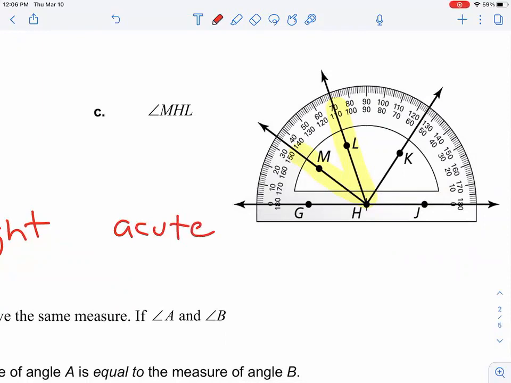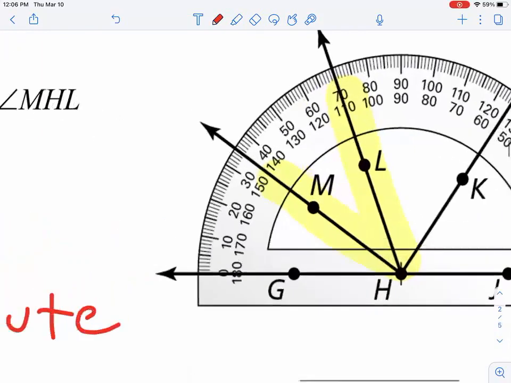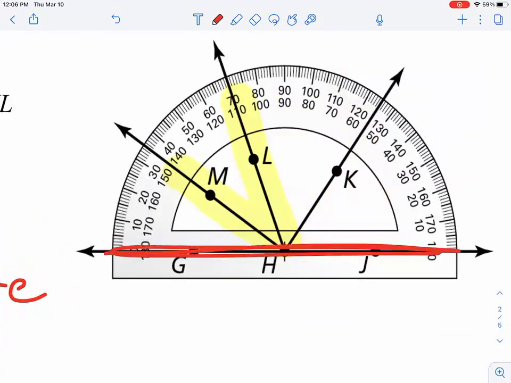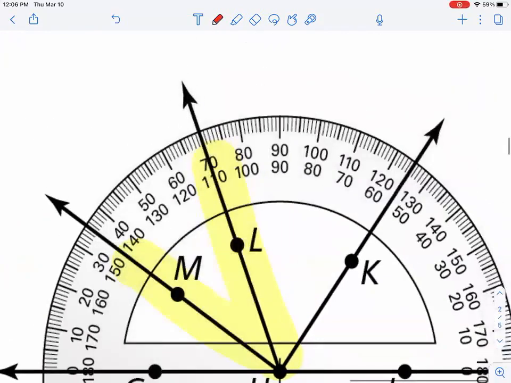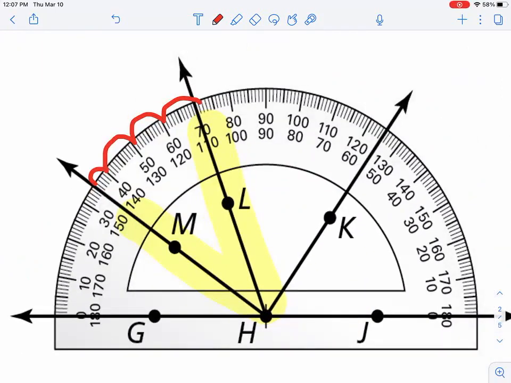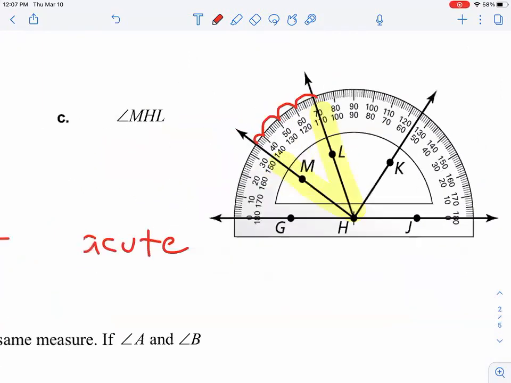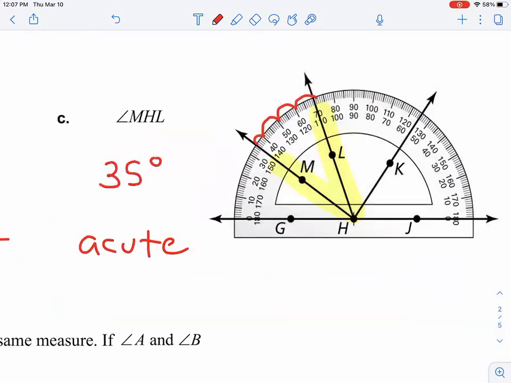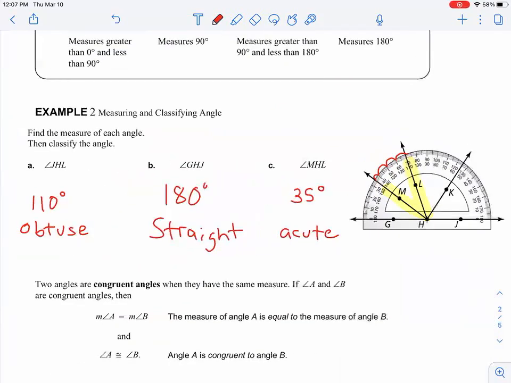How many degrees is it? Well, because it doesn't start down here on an axis, I'm just going to count in between. Notice these numbers, like this is 10 degrees. So that's 10, 20, 30, plus 5 more. So it's 35 degrees. I'm just counting those numbers in between. That means that would be a 35-degree angle. Any questions on those?